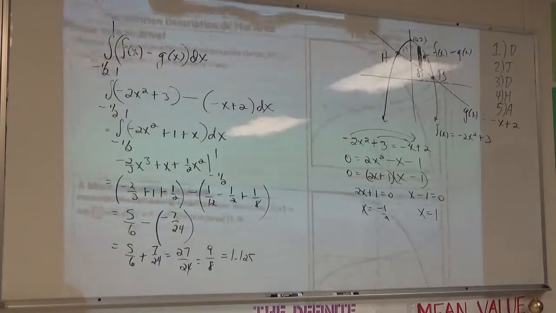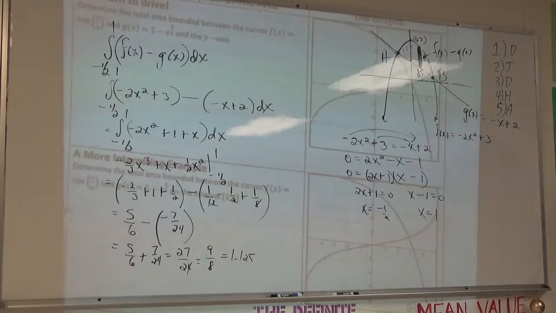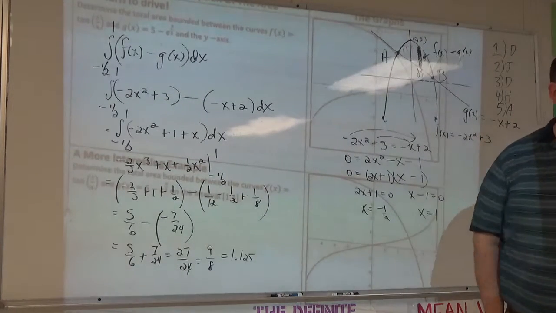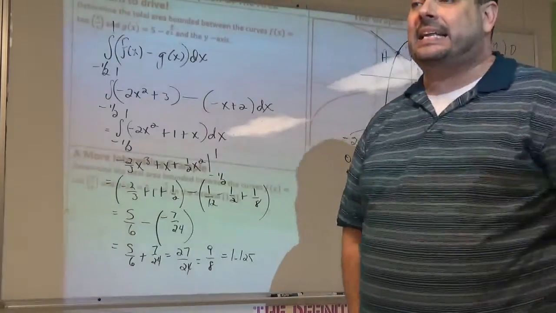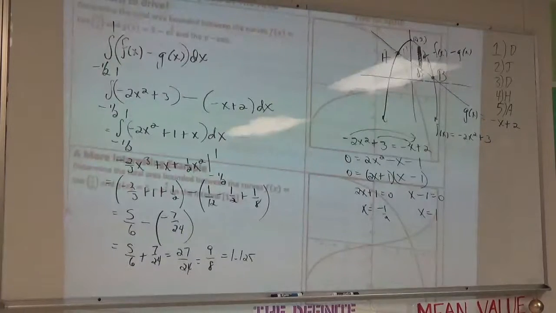Determine the total area bounded by the curves f of x equals tangent of x over 4, g of x equals 5 minus e to the x over 2, and the y-axis. 100% calculator active. What area would that be?